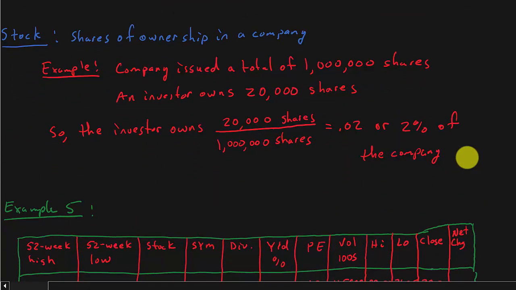So stock. Shares of ownership in a company. Okay, that's what stock is. For an example, a company issued a total of 1 million shares, and an investor owns 20,000 shares. So the investor owns the 20,000 shares divided by the 1 million shares, so that means he owns 2% of the company.